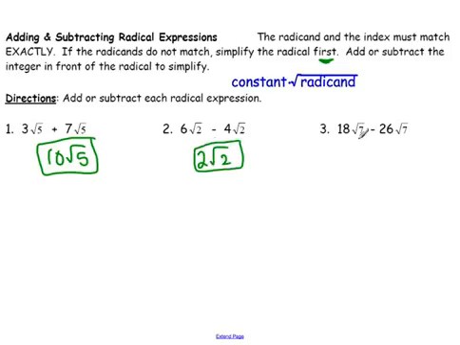So I have 2 radical 2 as my final answer. Over here, the square root of 7 and the square root of 7 match. So I take 18 minus 26, and I get negative 8 times the square root of 7. Again, we keep the radical, the radicand, the same, and all we do is work with the integers or the constants in front. Here we have 1 times the square root of 5 and 1 times the square root of 5, so we should have a total of 2 times the square root of 5.